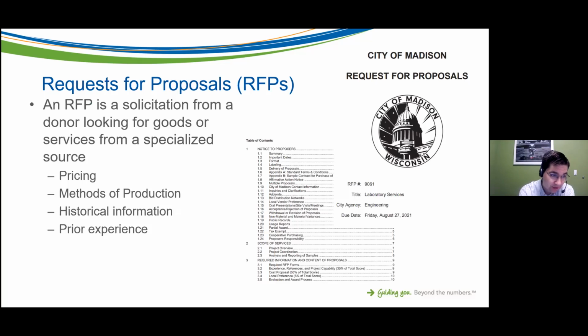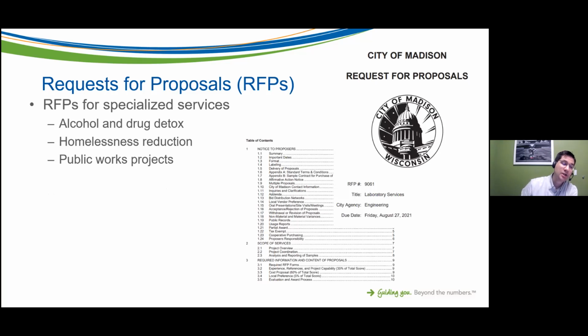on their behalf. It'll often lay out the pricing and the methods, some historical information, and it'll look for some prior experience when you're applying for the RFP. So you'll see, as I mentioned, RFPs for specialized services, the alcohol and drug detox, the homelessness reduction, but also public works projects. When you see those orange barrels out there, you'll think to yourself, hey, was there an RFP involved? Nobody likes dealing with those. And if any of you have driven through Oregon lately, that's rough.